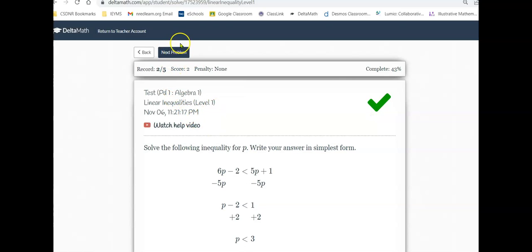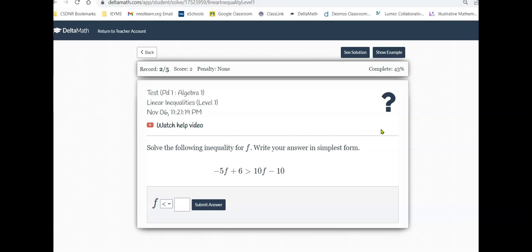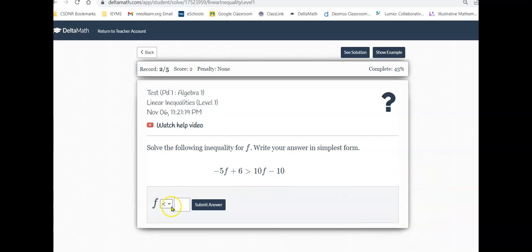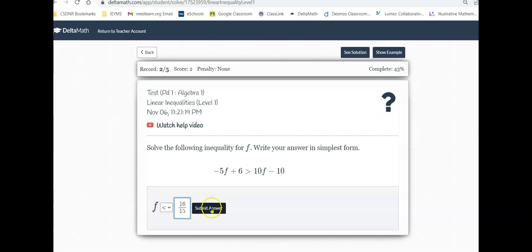One last time. This time I am going to subtract 10f because I like my variables on the left. Subtract 6. And this time I will reverse the order and get positive 16 over 15. So f is less than, because I reversed the order, 16 over 15.